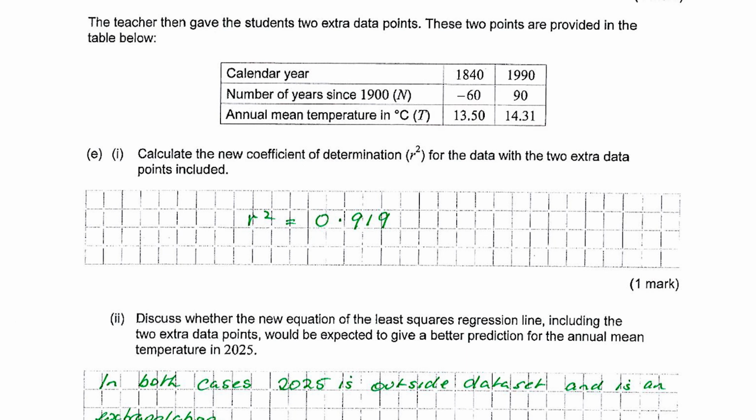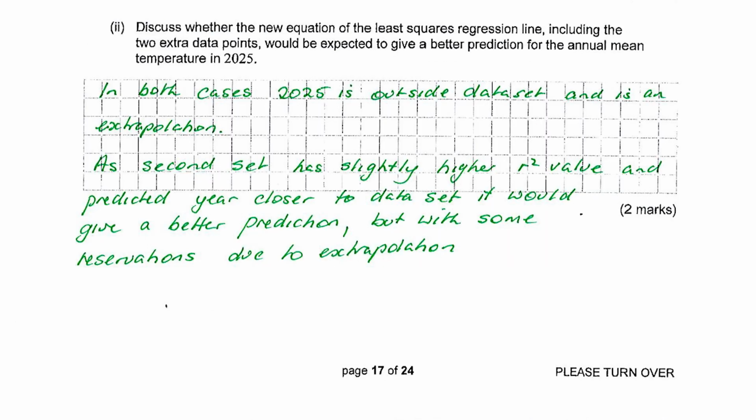So I'm not sure if the extra data was confusing to students, or maybe I kind of think if students didn't do so well in part D, then it sort of showed a bit further on in part E as well. So perhaps the question overall just was not friendly. And then the next part, discuss whether the new equation of the least squares regression line, including the 2 extra data points, would be expected to give a better prediction.